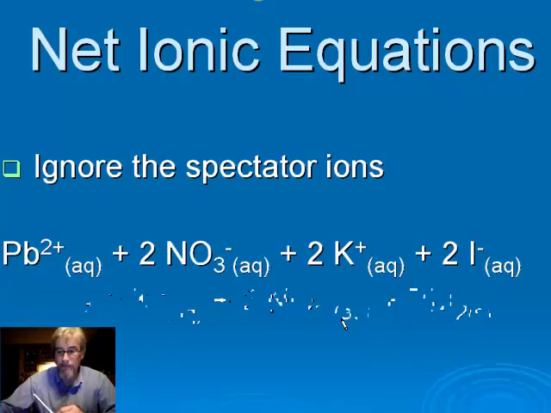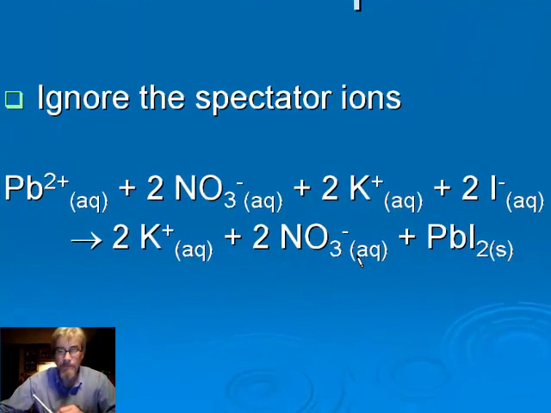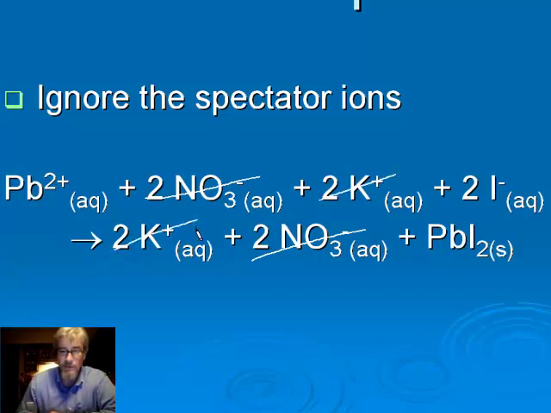So here's the ionic equation for the reaction that we were just working with in the last example. If you look at this equation, you can see some things that on the left-hand side of the arrow and the right-hand side of the arrow are identical. 2 nitrates, nothing happened there. It's 2 nitrates before and after the reaction. 2 potassium ions, same deal. It's the same stuff before and after the reaction.